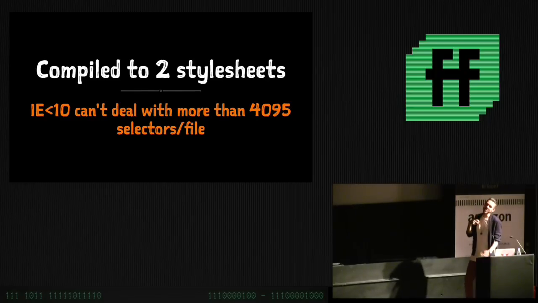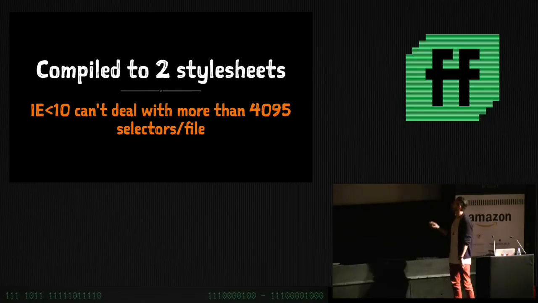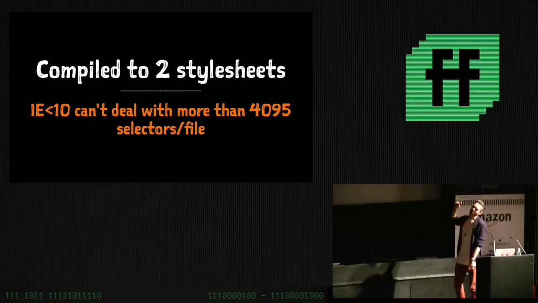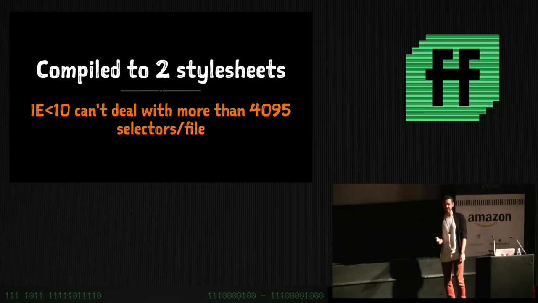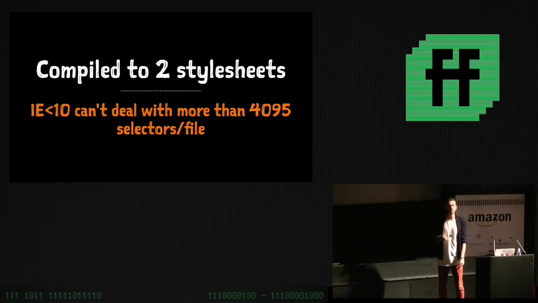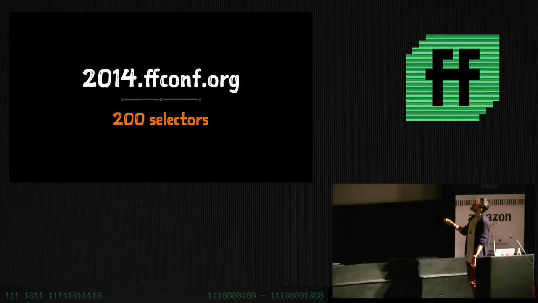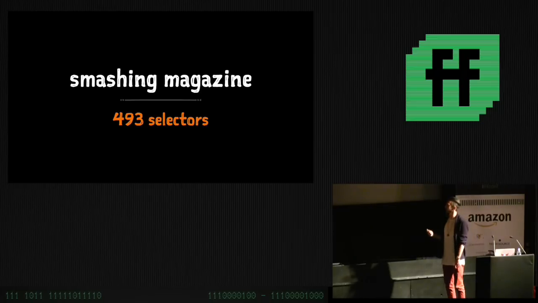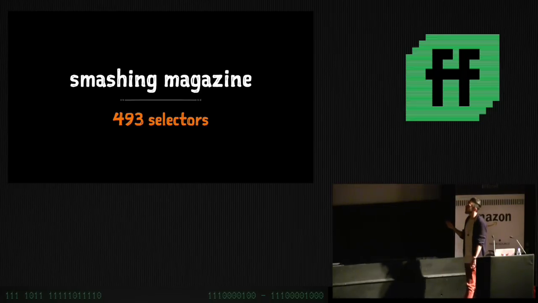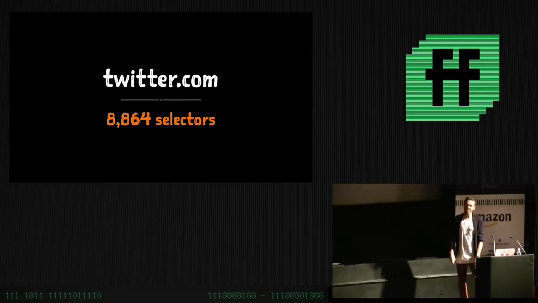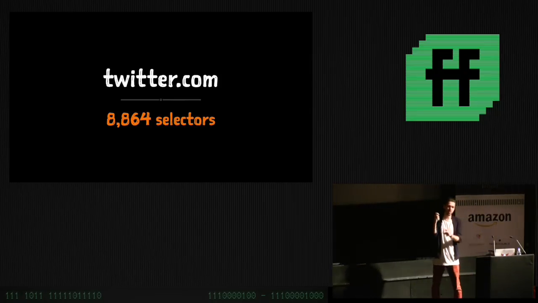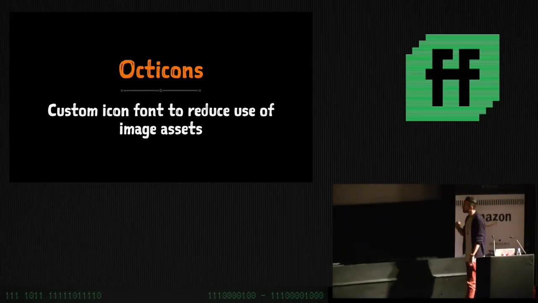Hopefully you wouldn't be in that position, so you'd have to do that. The selector count on GitHub is around 6,600. For some context, this site where we are right now has 200 selectors. It's a fairly good job. Smashing Magazine is around 500. Twitter is hovering around 9,000, which is a lot. SoundCloud, on the other hand, managed to get by on only 1,000 or so. So good job on them.